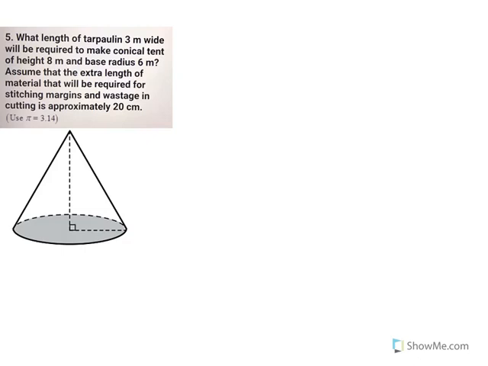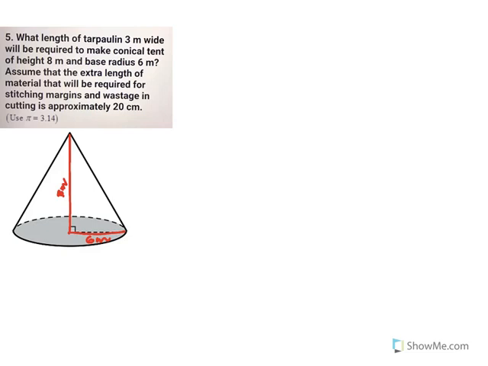What length of tarpaulin 3 meters wide will be required to make a conical tent of height 8 meters? So we have the height here, 8 meters. Base radius 6 meters. Assume that extra length of material that will be required for stitching, margins and wastage is 20 centimeters.